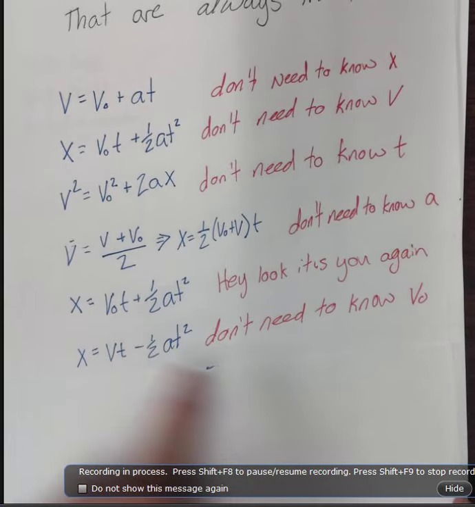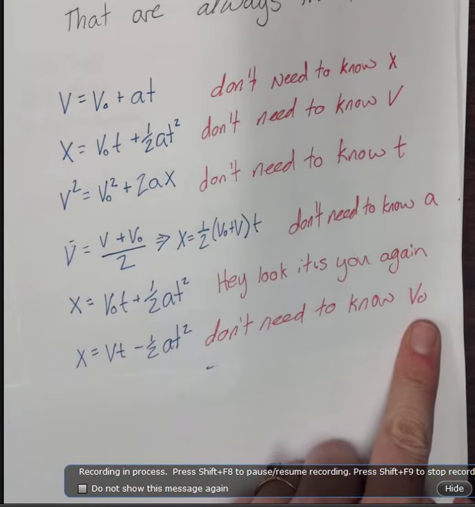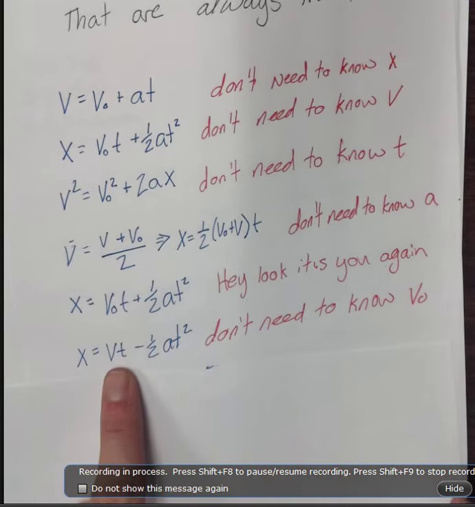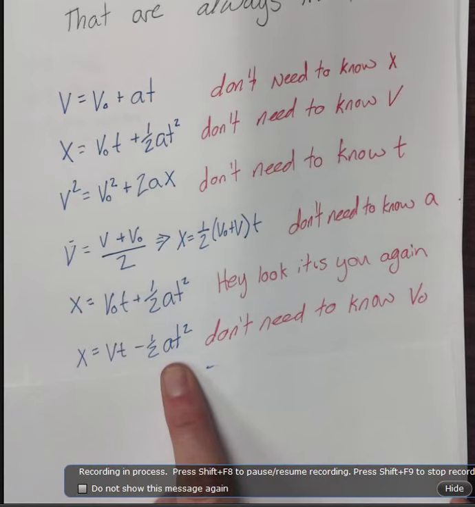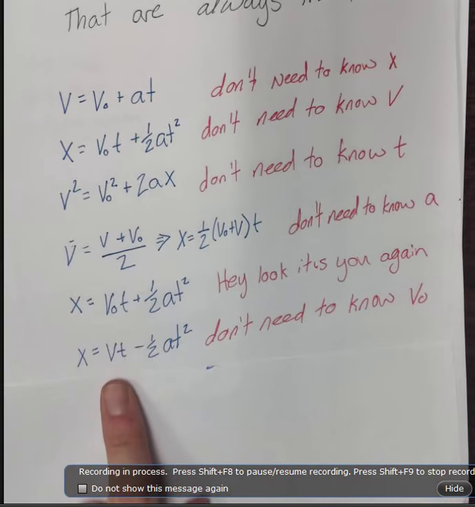If, however, you don't know your initial velocity, then by logic, the final position and the final velocity are going to have the same relationship but opposite in the sign of the acceleration. So you can use this equation if you don't know the initial velocity.